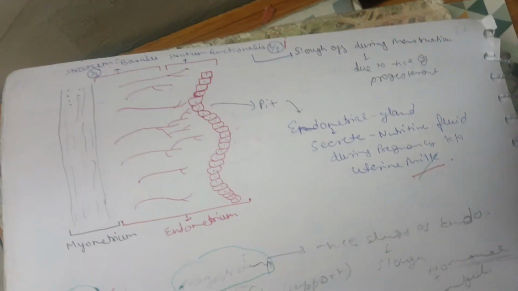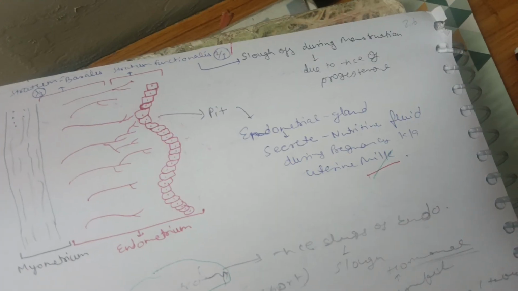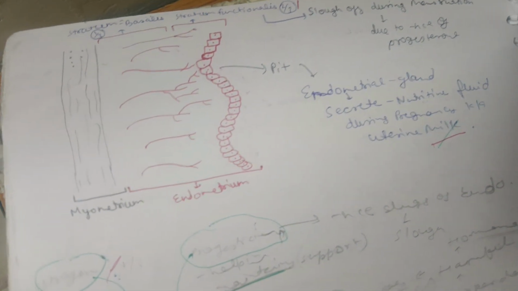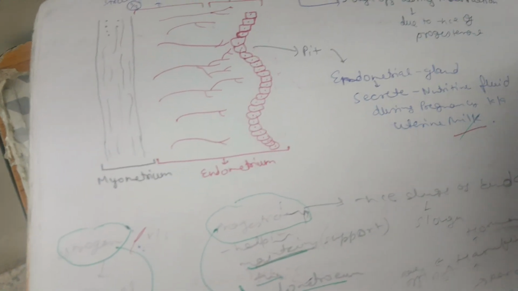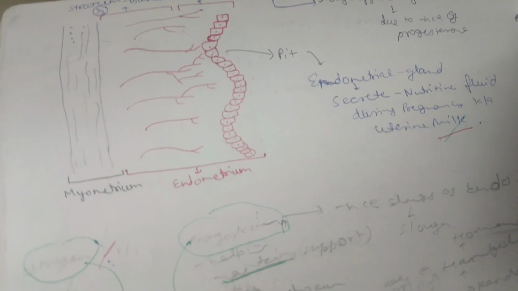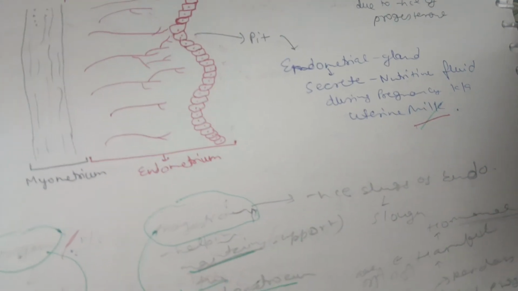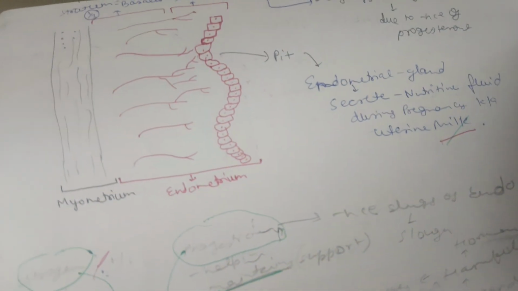You know what? We have pit-like structures there. The endometrial glands are there, and they secrete a nutritive fluid during pregnancy, known as uterine milk. It helps in the development of the embryo. So inside the pits are the endometrial glands, and they secrete nutritive fluid during pregnancy, and that nutritive fluid is known as uterine milk. It is very essential for the baby.